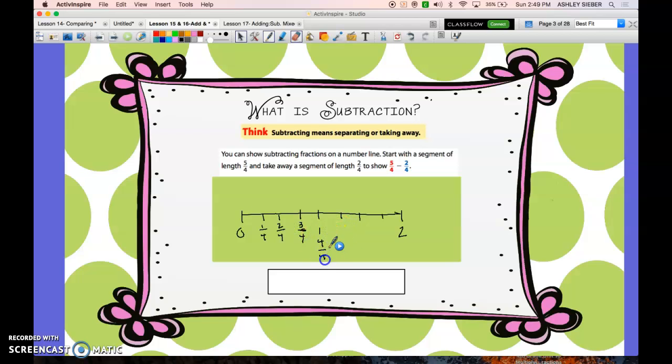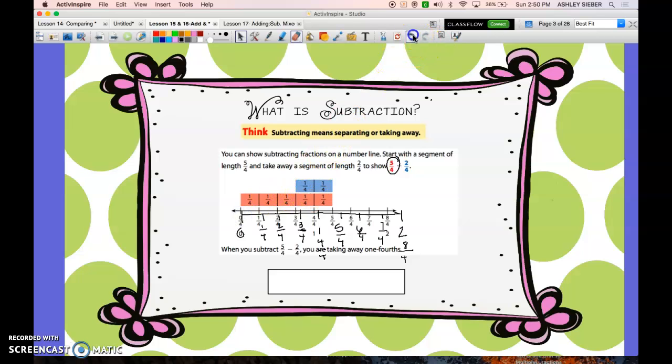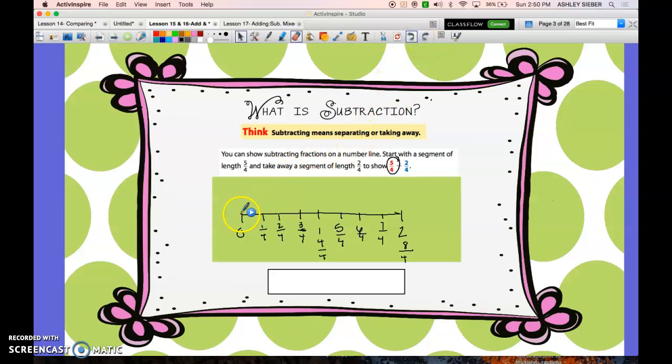One whole is the same as 4/4. 5/4. 6/4. 7/4. And 2 wholes is the same as 8/4. Okay, so I know that I'm going to start right here with my total. So if I don't know where 5/4 is, if I don't know that I've labeled my number line correctly, I'm going to start at 0. I'm going to jump up to 5/4 and then back 2/4.